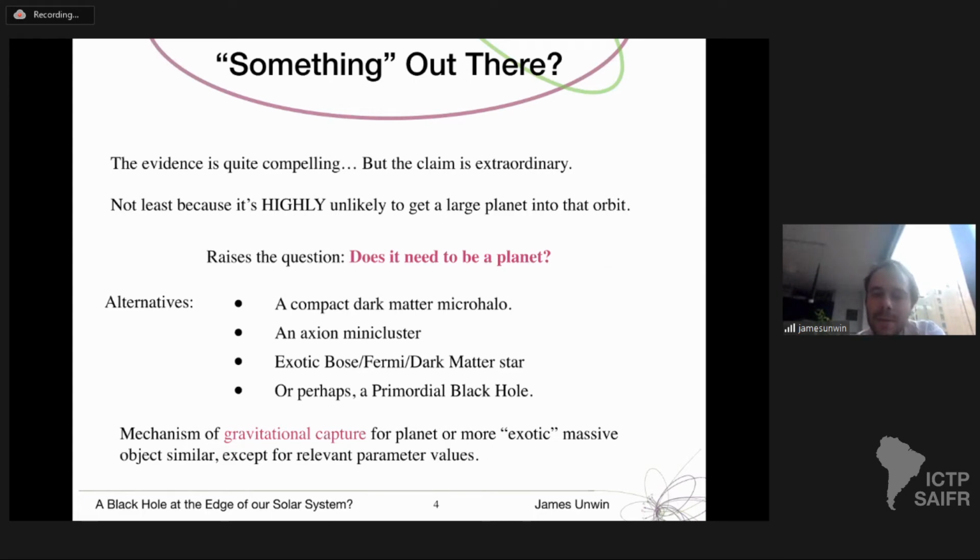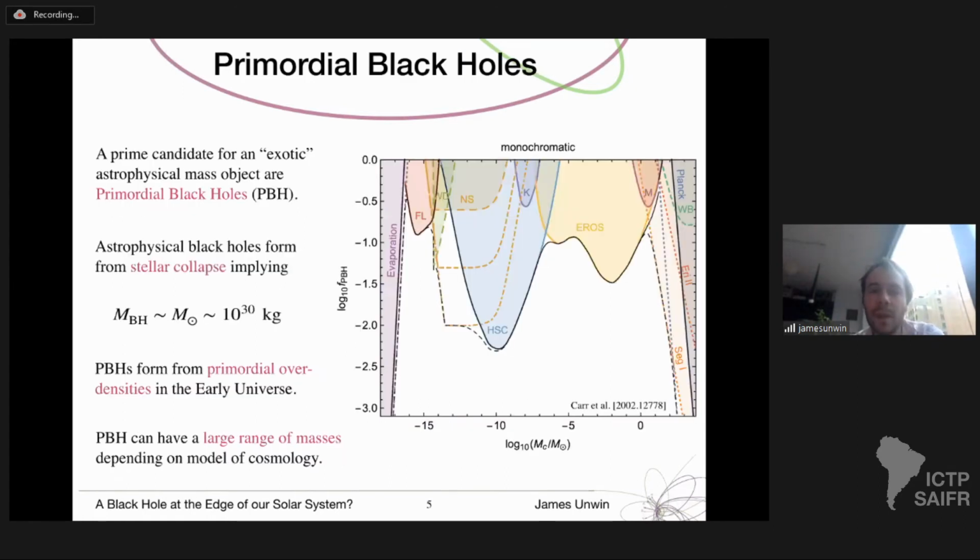Now, the idea would be there is a population of primordial black holes in the early universe that makes up some fraction of the dark matter energy density. And one of these just happens to get caught in the gravitational field of the solar system and bound to a stable orbit by some fortunate circumstance. So what is a primordial black hole? A primordial black hole is similar to an astrophysical black hole, but different in both its origins and its characteristics in the sense of its mass.